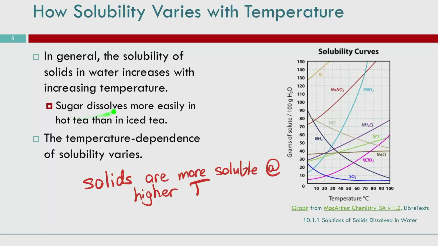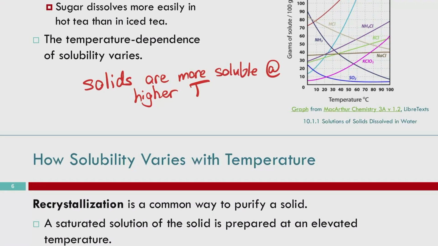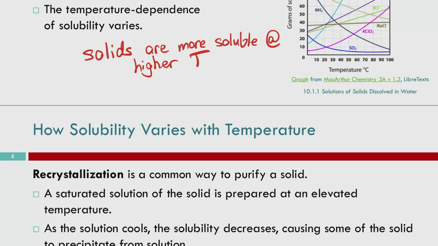And one application of this, sugar dissolves more easily in hot tea than in iced tea. So if you're making iced sweet tea, dissolve your sugar first while it's hot before you cool it down, and it'll dissolve in easier versus if you try to add sugar to iced tea, it's not going to go in quite as well.